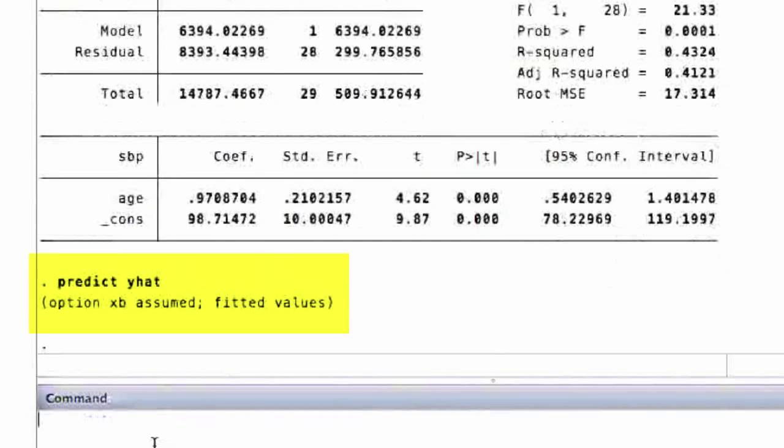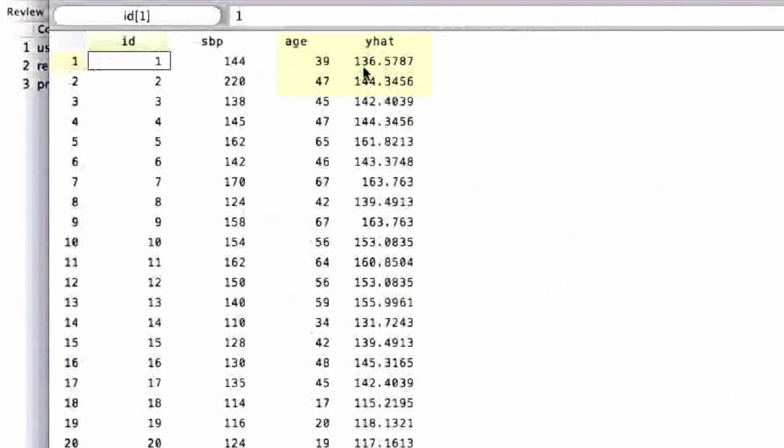If I say that, then in the data file you can see that it now has y hat. It has the predicted value of y for each and every person in the sample. So if you tell me that the person's age is 39, I plug 39 into the regression equation, and I get the predicted value of 136.5787. So I would have predicted that this person's blood pressure would be 136.5787. In fact, it was 144. So the person's blood pressure is a little bit higher than expected based on the model.